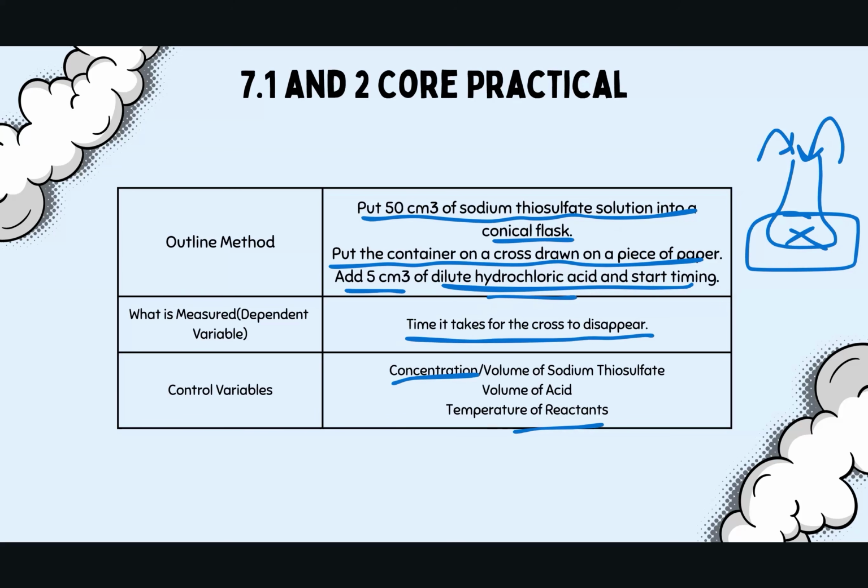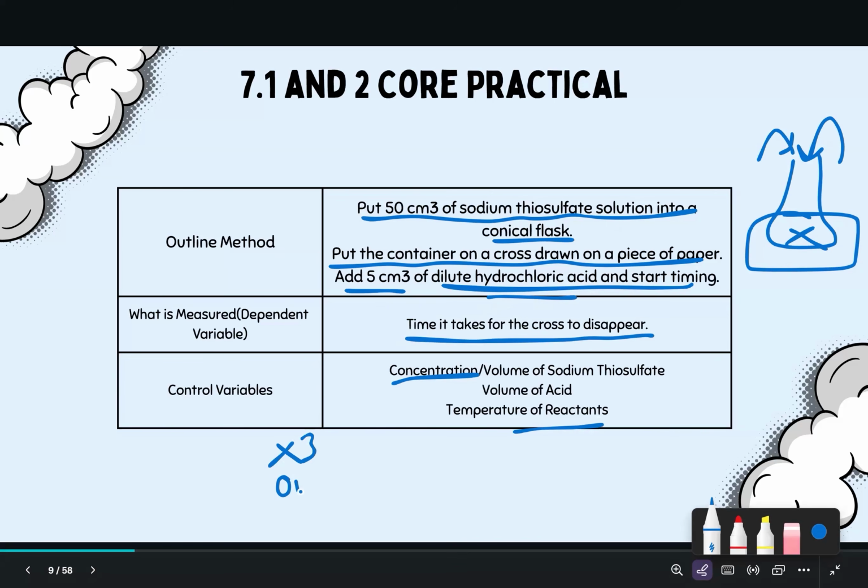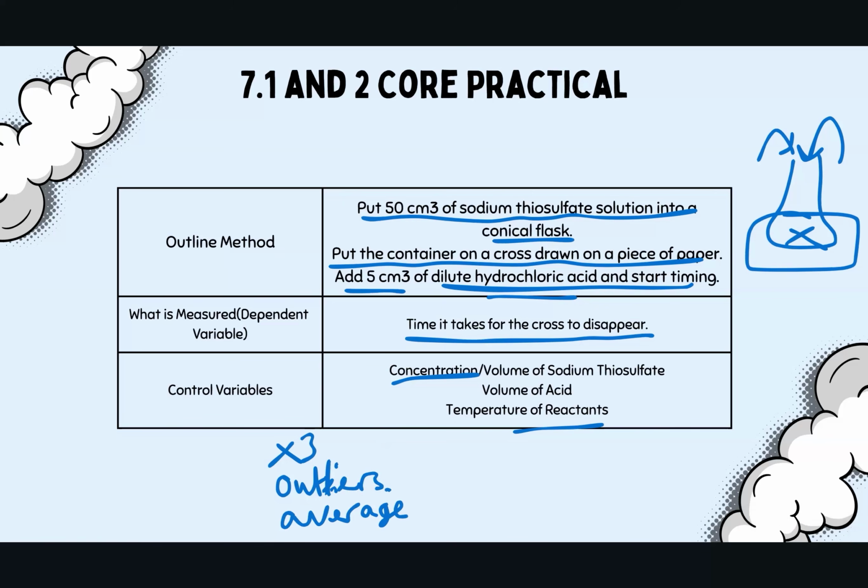The key point here is then to do it 3 times, remove any outliers, and then take an average. So outliers, anomalous results, same thing.